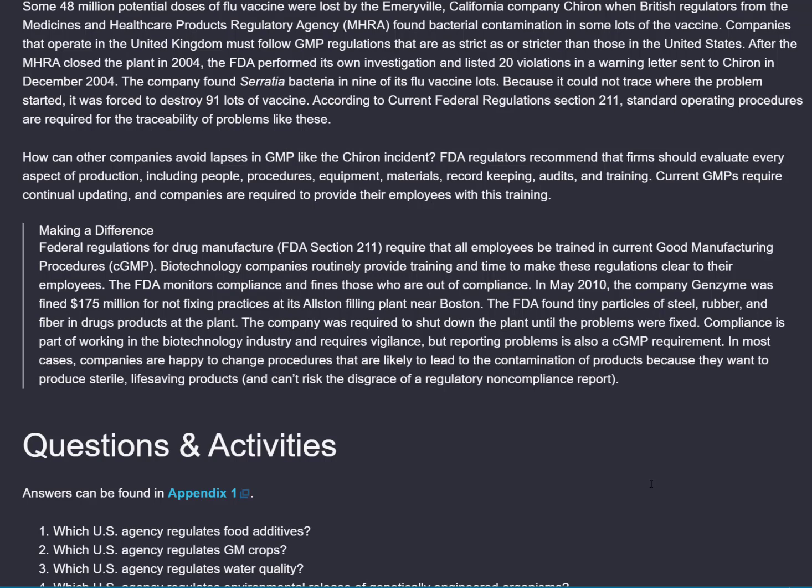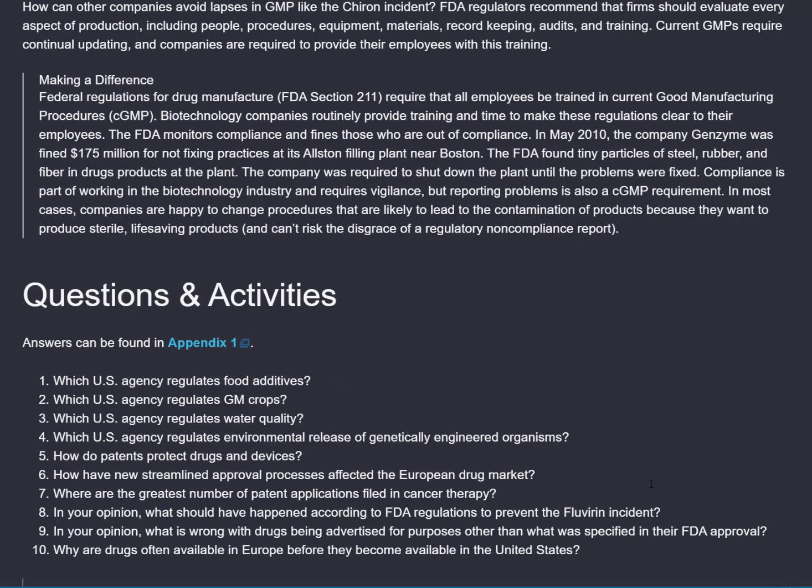The company found Serratia bacteria in 9 of its flu vaccine lots. Because it could not trace where the problem started, it was forced to destroy 91 lots of vaccine. According to current federal regulations Section 211, standard operating procedures are required for the traceability of problems like these.